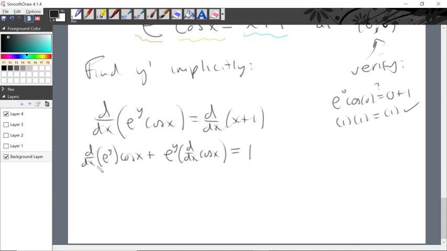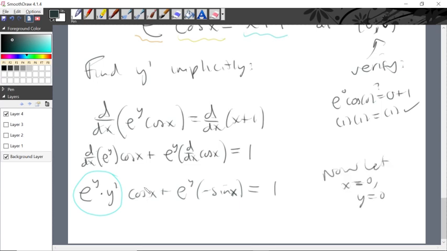Okay, now the derivative of e to the y, when it's with respect to x, we need implicit differentiation. First, the derivative of e to the y is e to the y. And now because y is an implicit function of x, we multiply that by y prime. There's our implicit differentiation right there. Then that gets multiplied by the cosine of x, plus now we have e to the y times negative sine of x, because the derivative of cosine x is negative sine x, and then that equals 1.